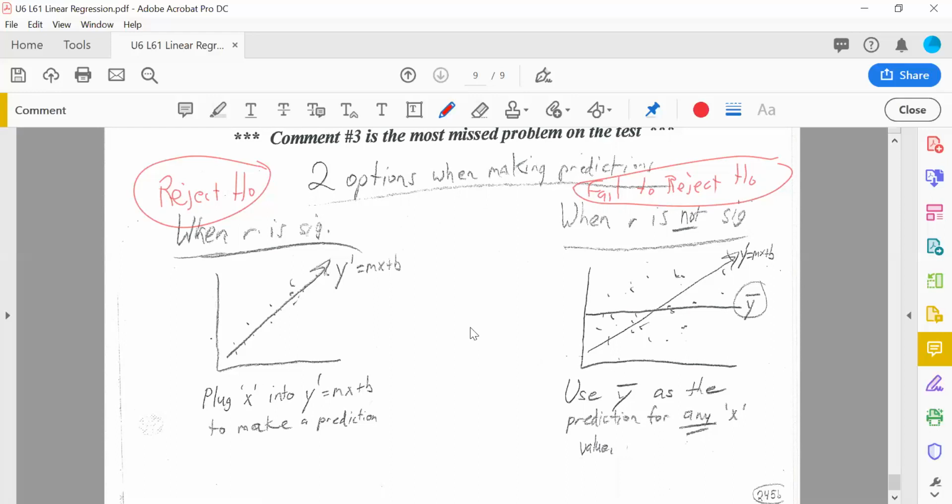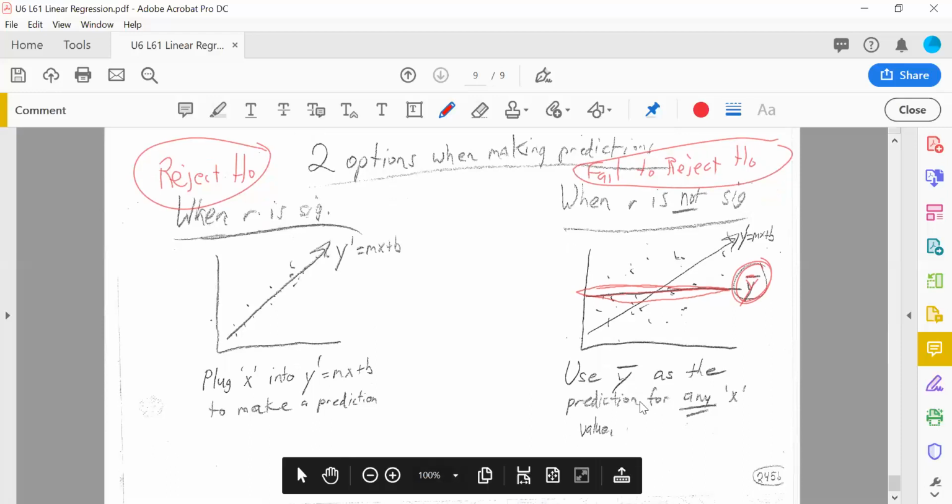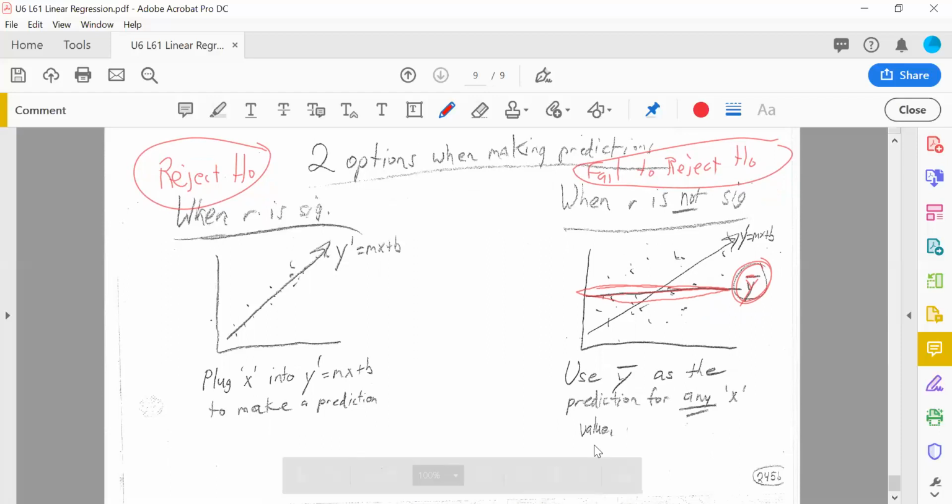The problem is, what if you fail to reject H0 and say there's no pattern, but you are still asked to make a prediction? Herein lies the problem. If R is not significant, that means the points are not tightly packed to the line. There really is not a good enough pattern to reject H0. So what do statisticians do when they fail to reject H0 but have to make a prediction? They take all the y-scores and they average them. They get y bar. And they use y bar as the prediction for any x value that the problem gives.